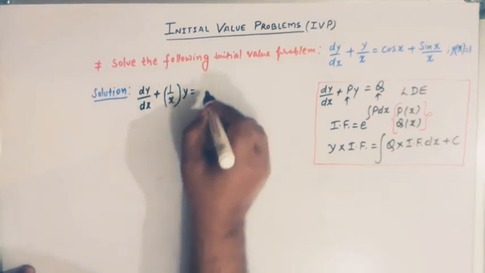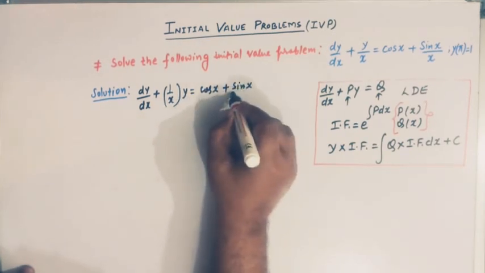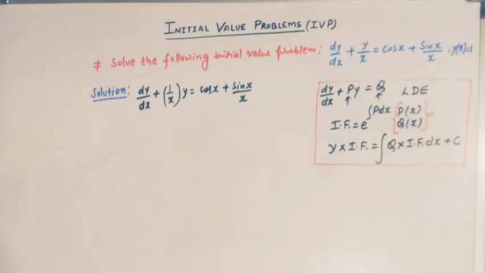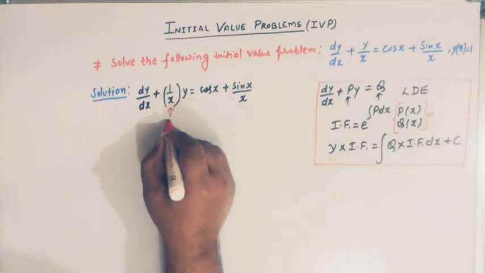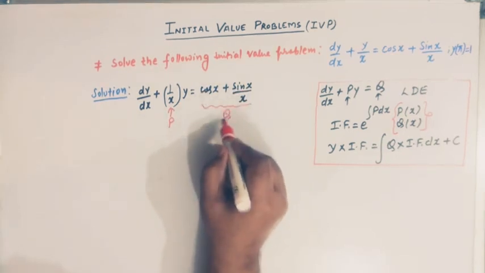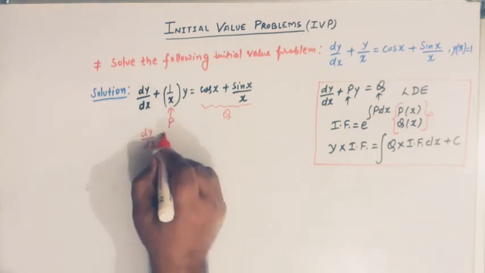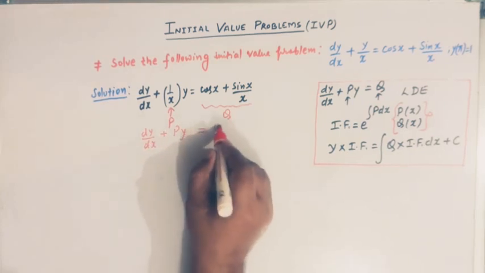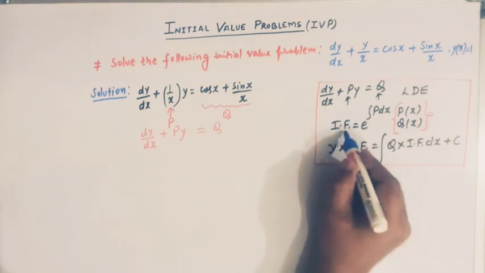Here we have y, and here we have cos x plus sin x over x, right? Okay. So now this equation assumes this form. So this is p, and this whole function is q, right? So that this equation takes the form dy over dx plus py is equal to q, right?